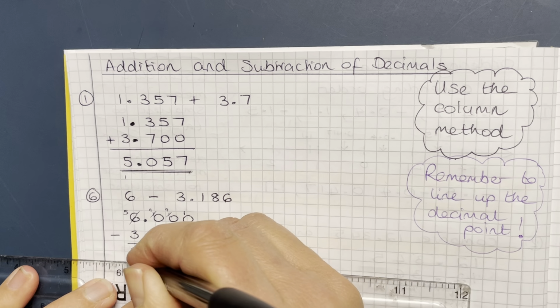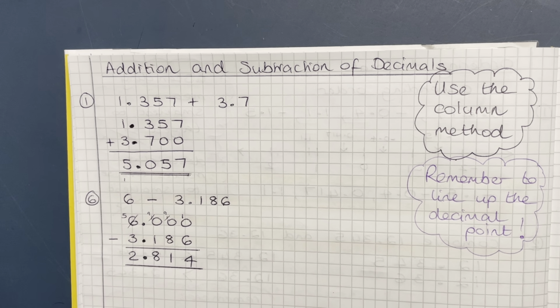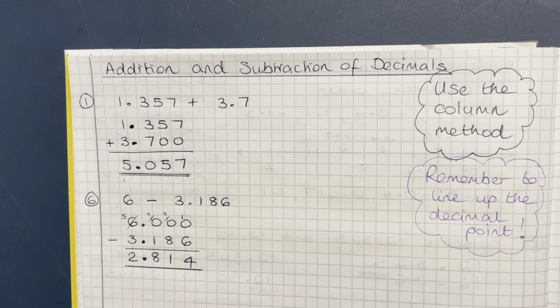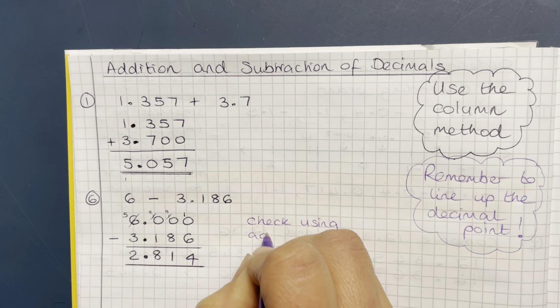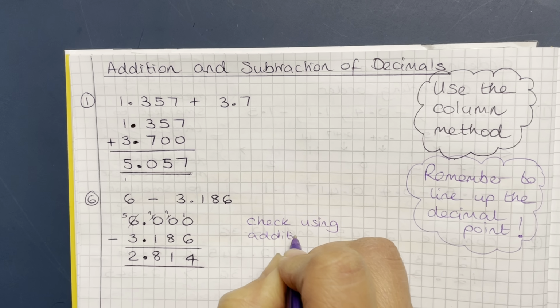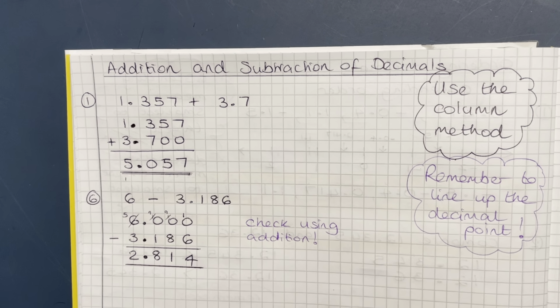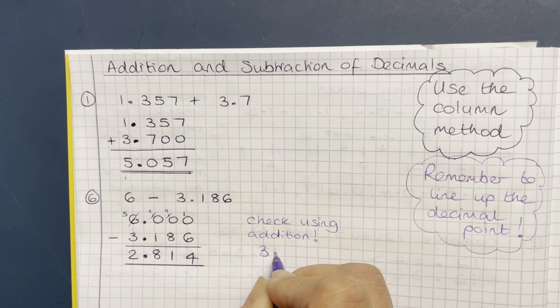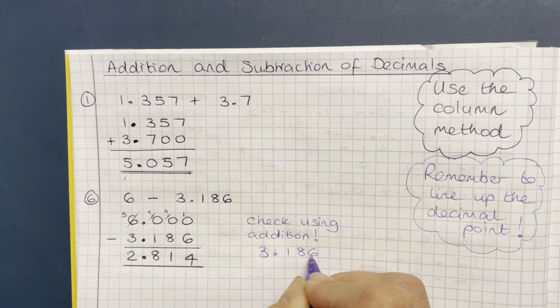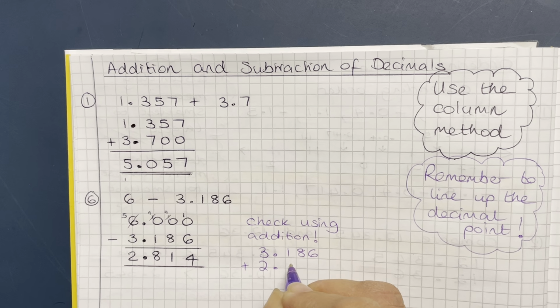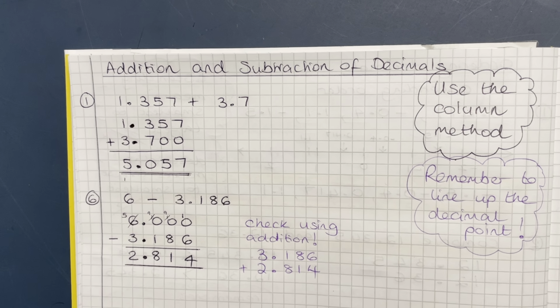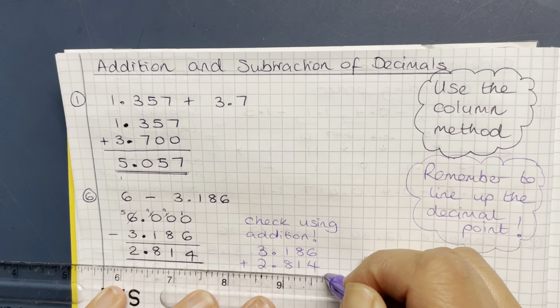Now this is where you get to check your own answer. So you don't need a teacher checking it for you. You can check using addition. Okay, so if I add back together 3.186 plus 2.814, then hopefully I'm going to get the number that I started with.